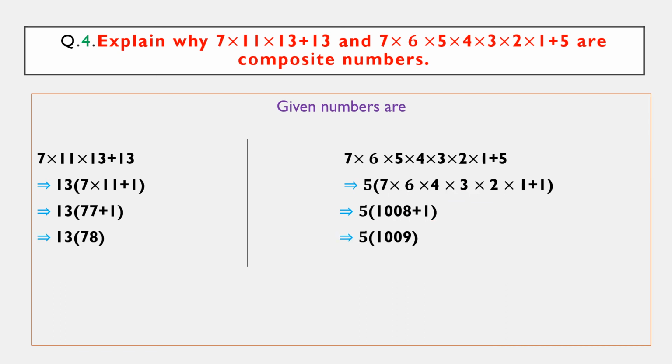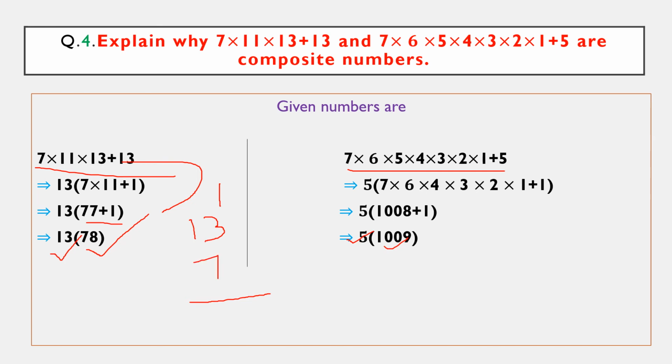Now 13 into 77 plus 1 is 78. Here 5 into 1009. Here he just asked why they are composite. Why they are composite here? Because when you multiply 13 into 78, you will get this number. When you multiply 5 into this one, you will get this number. This number has 1 as a factor, and whatever number you got after multiplication, that number as a factor, and 13 as a factor, as well as 78 as a factor.